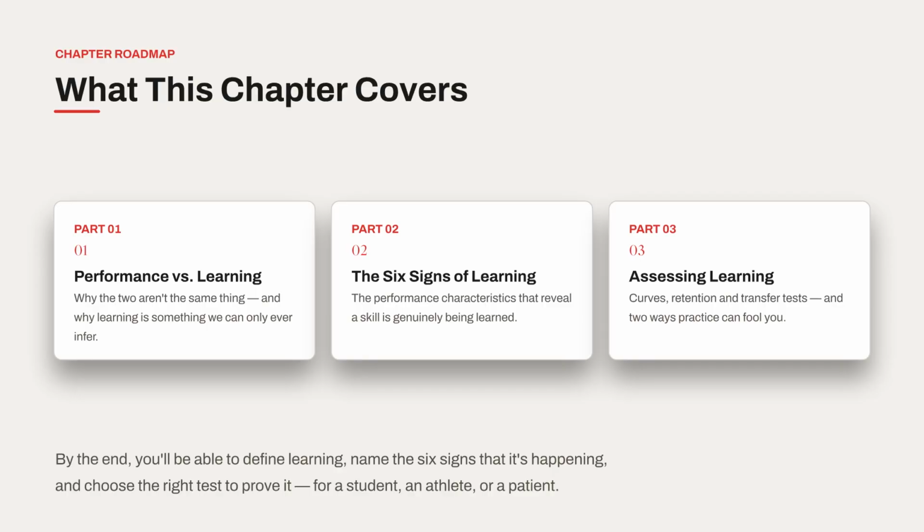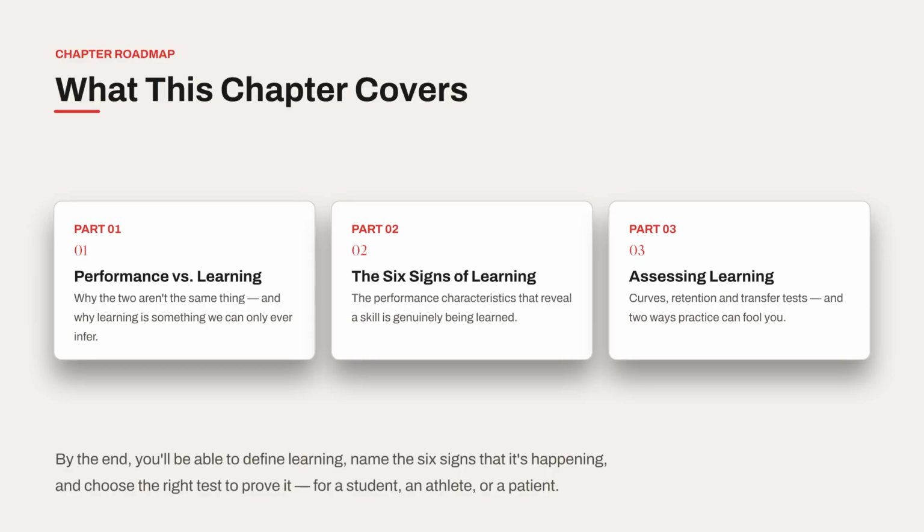In Part 2, we'll look at the 6 general performance characteristics, the 6 observable signs that tell us learning is actually taking place. And in Part 3, we'll get practical about assessment, the methods researchers and practitioners use to measure learning, including performance curves and the all-important retention and transfer tests. We'll close with a warning, because practice performance can fool you in 2 specific ways.